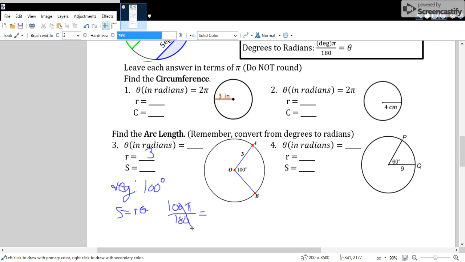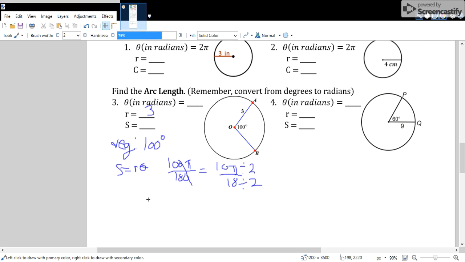So we could divide both by 10, and so the zeros would cancel out. They also could both divide by 2. So we have 5 pi over 9. That is our radians. So we could go ahead and write that on our blank. 5 pi over 9.